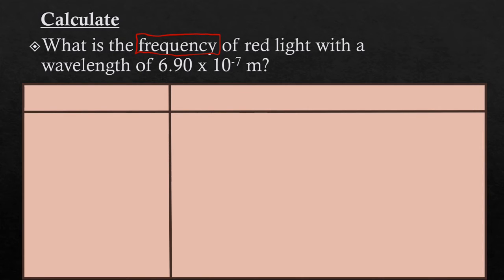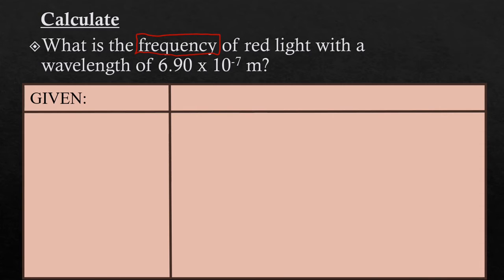The first step is always to list off my givens. So what's given in the problem? I always list the givens in the order of the equation I'm using. So this is frequency and wavelength. So it's C equals wavelength times frequency.